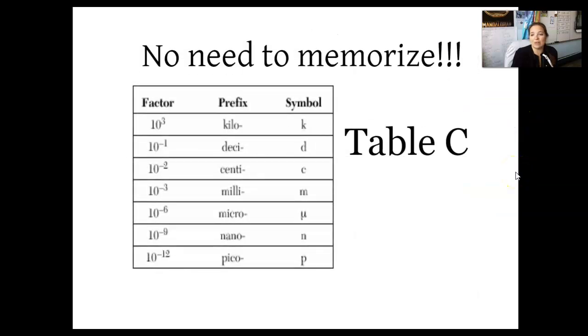And here's the thing, you don't have to memorize them because they're on table C. So page 1, table C right here, and it goes through the factors. If it's positive, the zeros are behind it. If it's negative, the zeros are in front. You've got kilo and deci: kilo, deci, centi, milli, micro, nano, pico. All the symbols are right there.